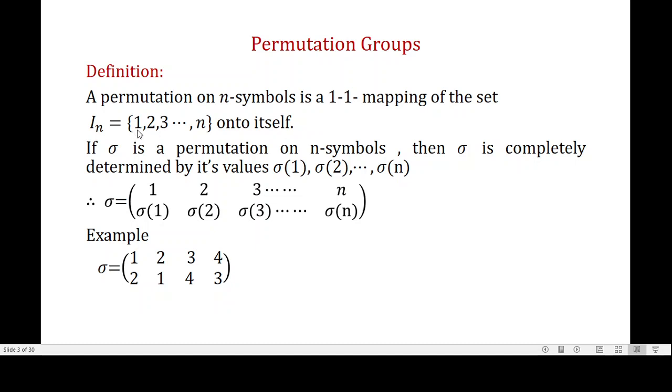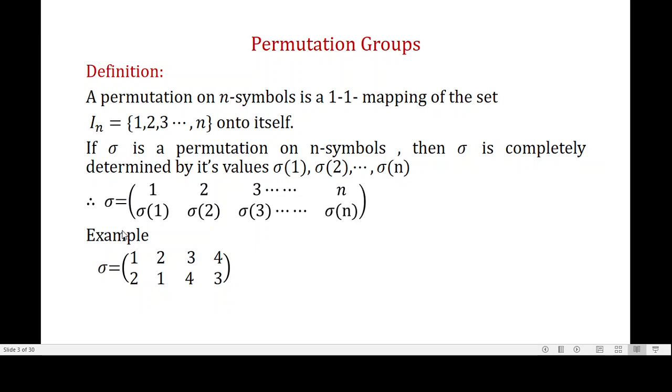So what is the image of 1 under this mapping? Image of 1 under this mapping is sigma of 1. Mapping is denoted by sigma. So image of 1 is sigma of 1. Image of 2 is sigma of 2. Image of 3 is sigma of 3. And so on. Image of n is sigma of n. So sigma is completely determined by its values.